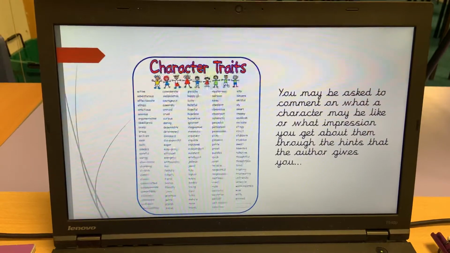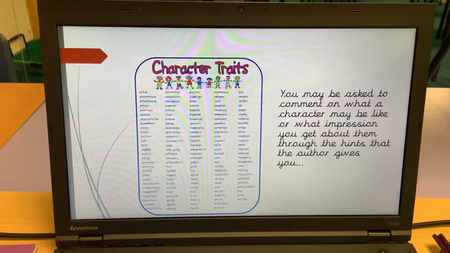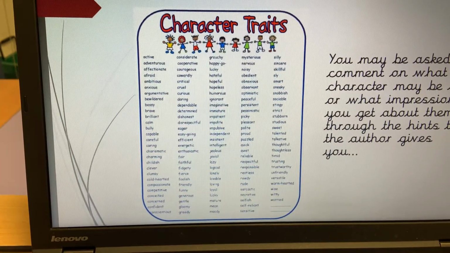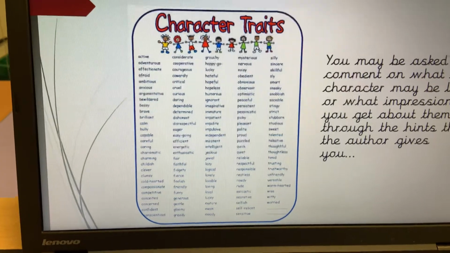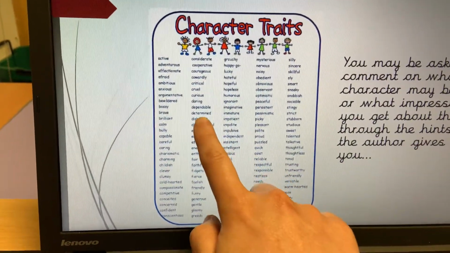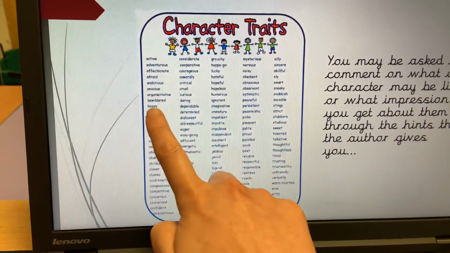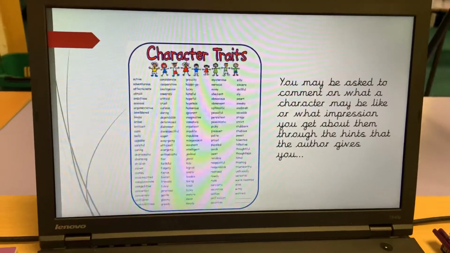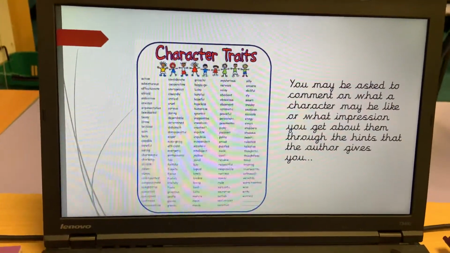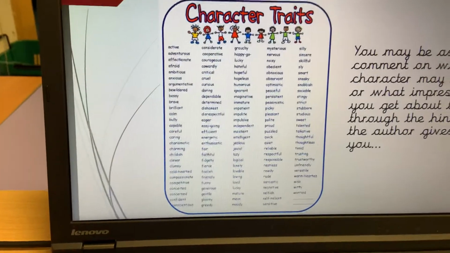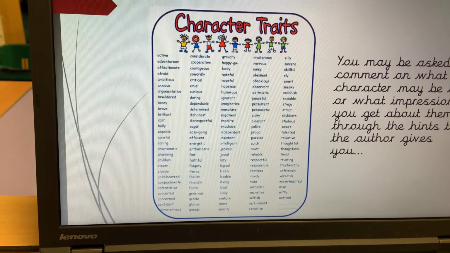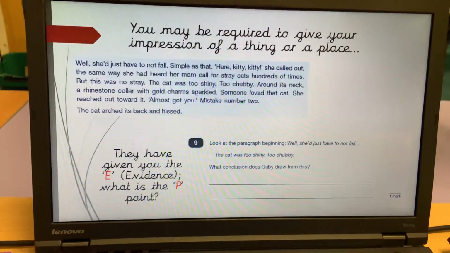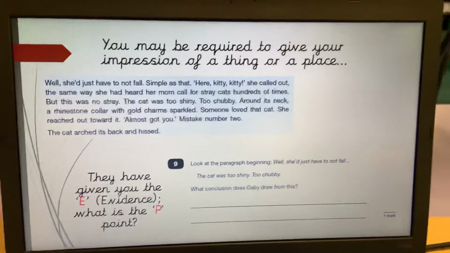You're often asked to comment on what a character may be like or what impression you get about them. So character traits are what we would expect you to answer in such questions. So yesterday I spoke about being determined and being bossy. They both came up with Maria. So when you are answering questions and they say, what impression do you get of the character? It is a character trait that we usually want as a response. It's not a feeling. So you may be required to give your impression of a thing or a place.